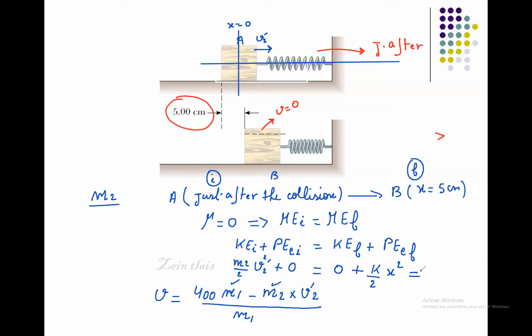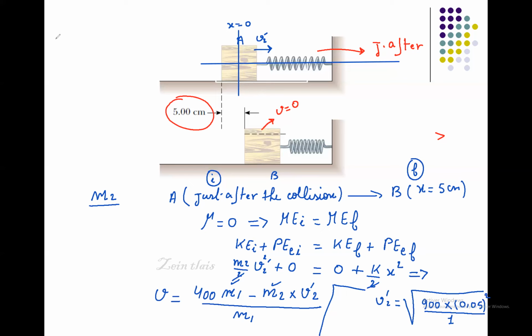So v, we can write here v prime 2 equals to... we can eliminate 2 and 2, we get k, you know, k equals to 900 times x equals to 0.05 square divided by m2. m2 equals to 1.